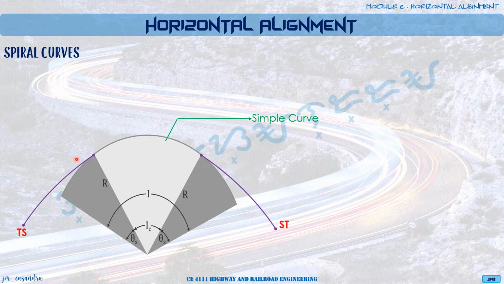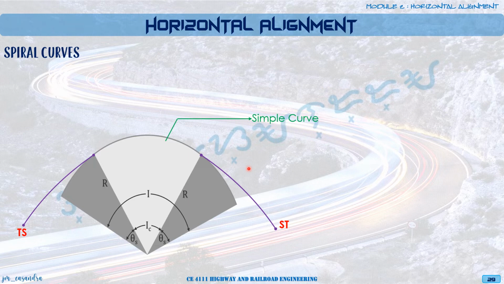Okay? So we could have a spiral curve before your circular curve or simple curve, and after, or we could both have your spiral curve at both ends. So pwedeng before, pwede ding after lang, or pwedeng before and after yung ating attachment of spiral curves.